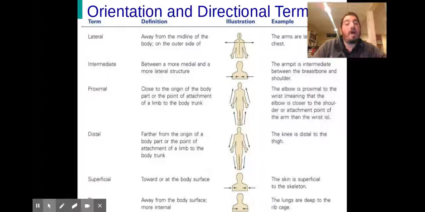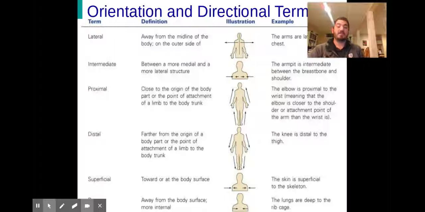Cool. Proximal means close. Think about proximity, right? Getting close to somebody. To the origin of the body or the point of attachment of a limb or the body trunk. A lot of words there. Think about closer. So the elbow is proximal to the wrist, meaning the elbow is closer to the shoulder or attachment than the wrist is. So here's my elbow, here's my wrist. My elbow is proximal. It's closer to the body, all right?